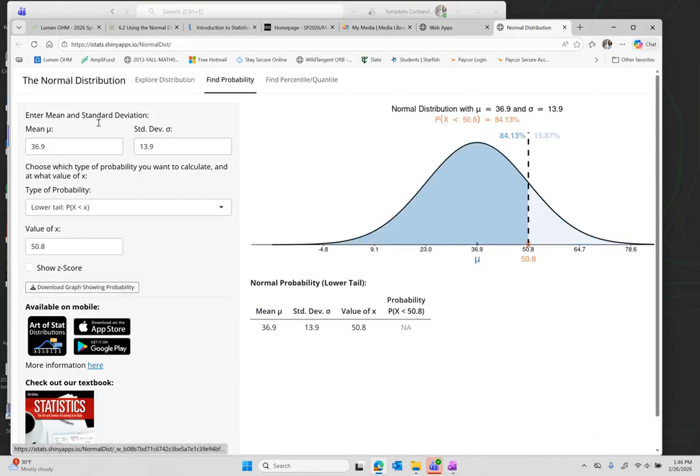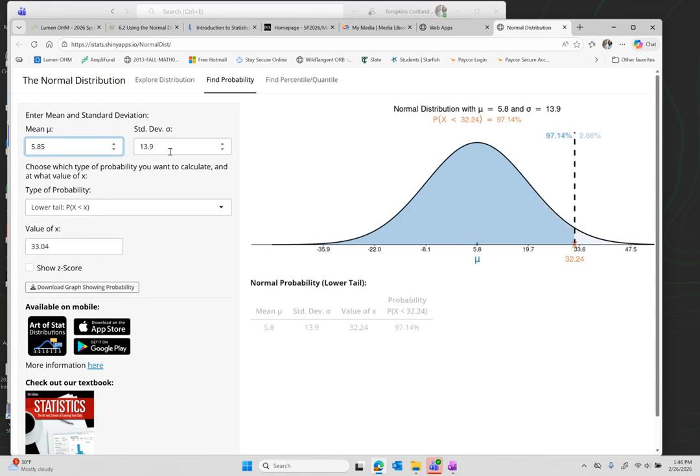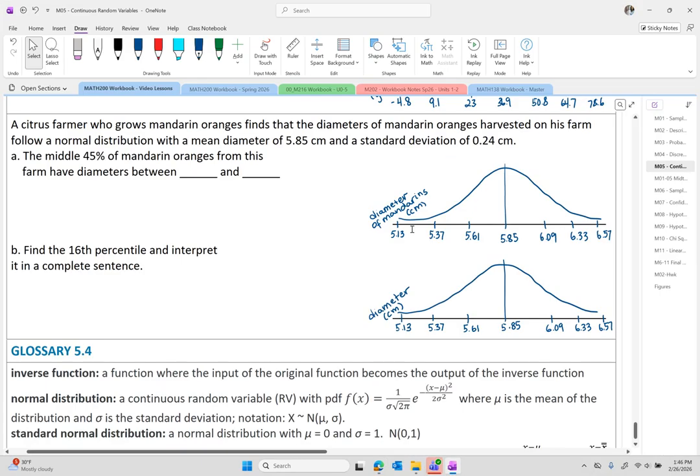So I'm going to be here in find probability. Mean equals 5.85 and standard deviation equals 0.24. Art of Stat automatically numbers the axis and sketches the curve. So here I have copied the axis and I sketched the curve with the correct tick marks. I have labeled my axis to indicate the variable, which is the diameter of mandarin oranges, and the units of measure are centimeters. And now I will answer those questions.